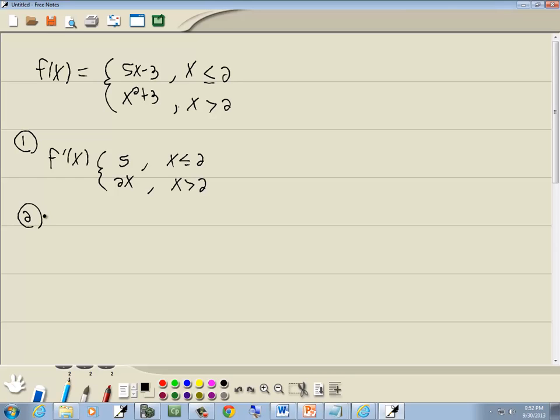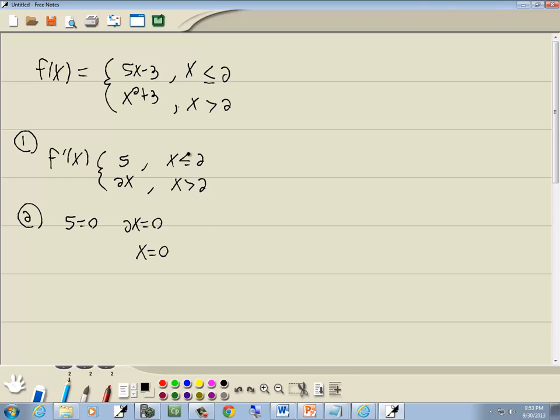Now, step 2, find our critical numbers. We're going to set each one of these equal to 0. So I'll set 5 equal to 0, and I'll set 2x equal to 0. Now, 5 equals 0, we just drop that because there's no x to solve for. But this one, we divide both sides by 2, and we come up with x equals 0. And that's one of our critical numbers.